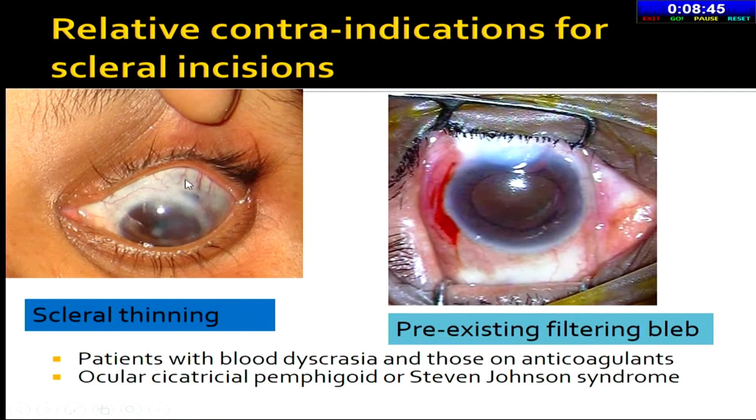Now, there would be cases where there is a contraindication for making a scleral tunnel. So look at this case. This is scleral thinning, caused by a recurrent sclerouveitis. This is a pre-existing bleb where you have to alter your site of incision. You can still go ahead and do a scleral incision, but not here.